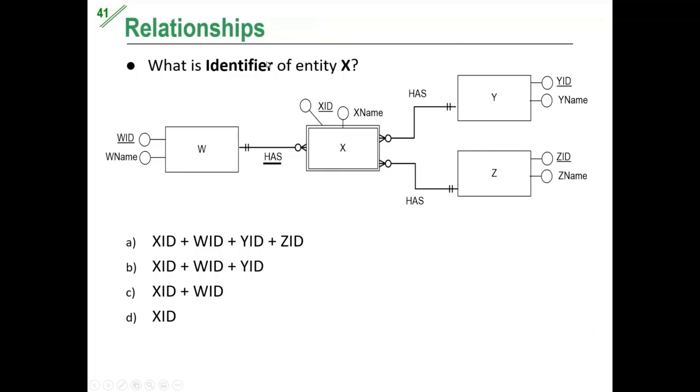Just think about this model. Think about what is the strong entity, what are the weak entities, and then answer this question. I want the identifier. What is the identifier for X? So, 1 minute. I want everyone to answer that question. Think about it.